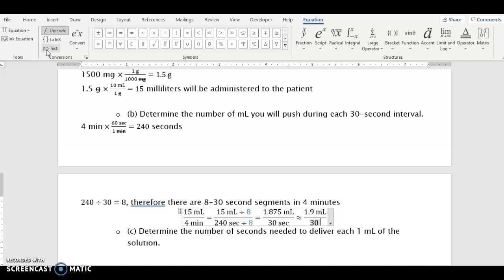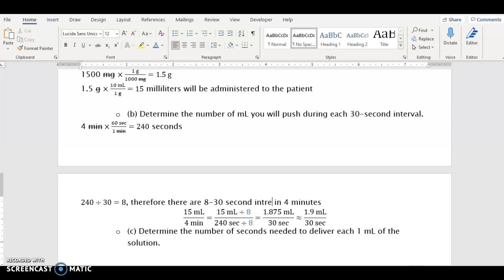In other words, because the problem asked how many milliliters you will give in each 30-second interval, we just figured out that there are 8 30-second intervals in 4 minutes. We figured that out by converting the 4 minutes into seconds and then dividing the number of seconds by 30. So we take the flow rate in milliliters per minute and divide the top and bottom of that fraction by 8 and then round accordingly.